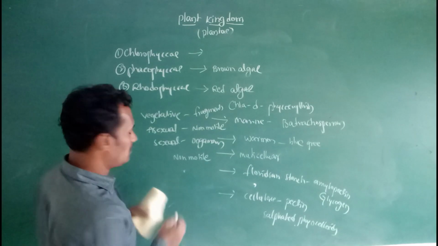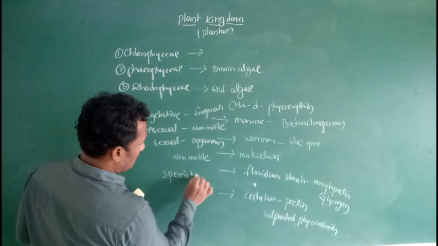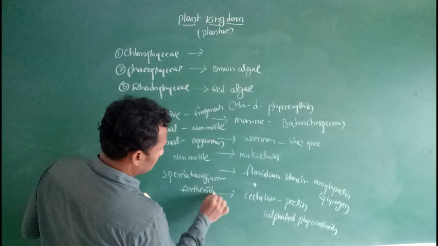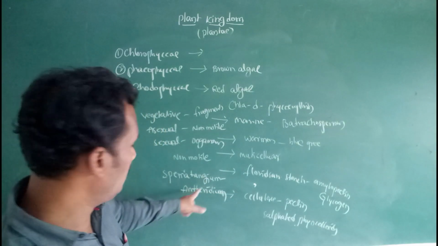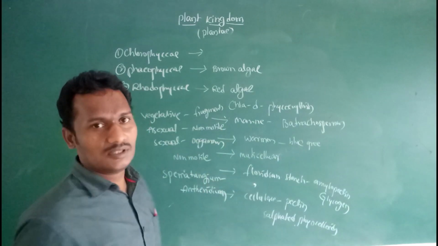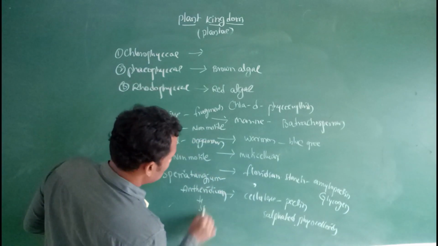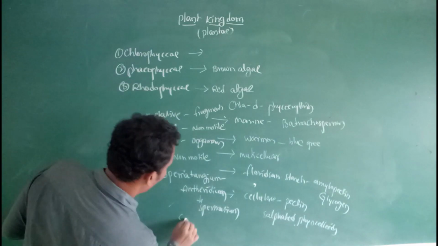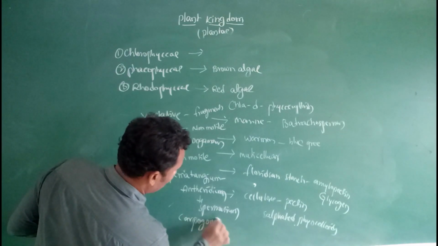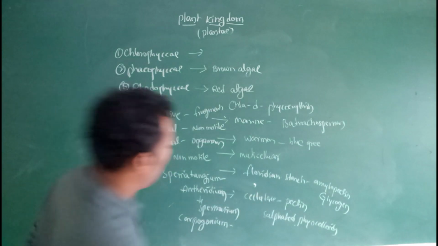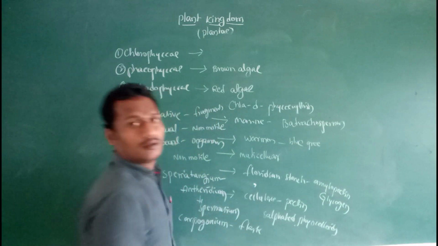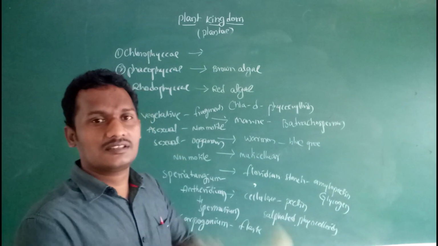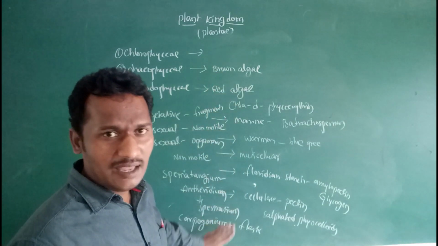The male sex organ is called the spermatangium or antheridium. It produces the non-motile male gamete, the spermatium. The female sex organ is called the carpogonium. It is flask-shaped. So sexual reproduction is by the oogamous type with non-motile gametes. That means flagella are completely absent in Rhodophyceae members.